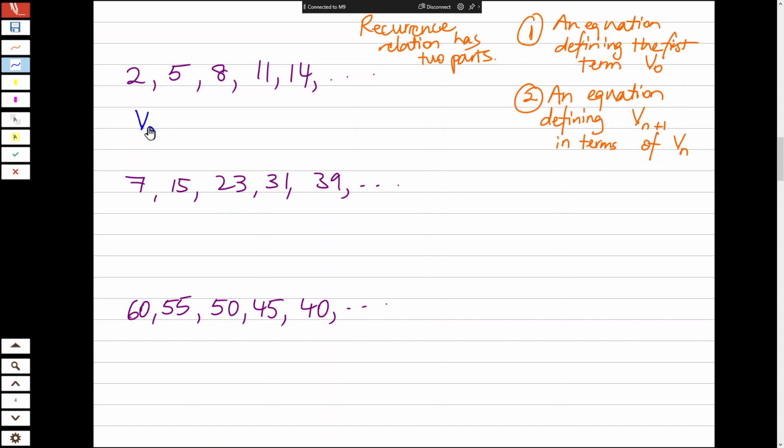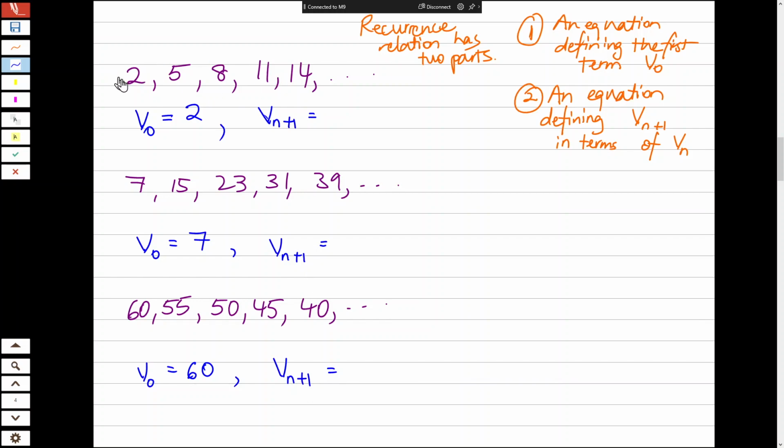So remember, you will always have 2 equations. The first equation will be to define V0. And this is the easy part. First term is just 2, 7, and 60. So you've got to have that. And then the next part is I'm going to define the next term, Vn plus 1, in terms of the previous term, Vn. So you're always going to have an equation looking like this. Vn plus 1 equals something to do with Vn.